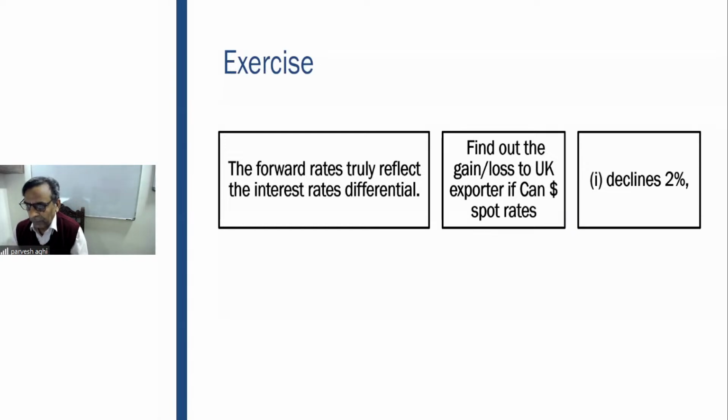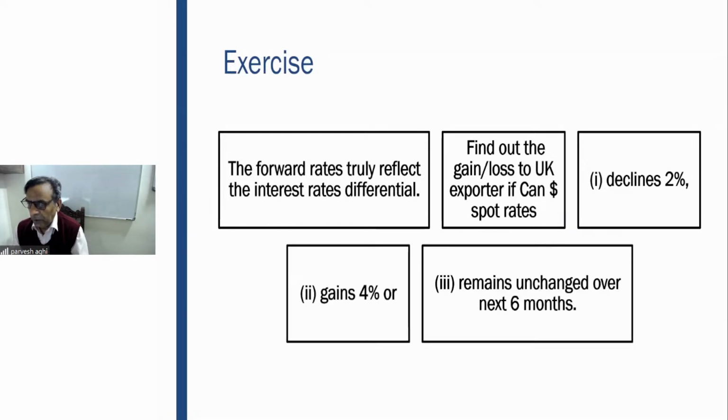Okay, so is it good for him? Yes, because he has taken a forward cover, which has assumed only 1.5% decline, whereas the Canadian dollar has actually depreciated by 2%, so he will be better off. Now coming to the second part, if the Canadian dollar gains by 4%, he will be not very happy about it, because he has taken a cover which assumes a depreciation of Canadian dollar by 1.5%, but actually Canadian dollar has gained by 4%, so he's going to make a loss. Okay. Now tell me, in the third case, what will happen?